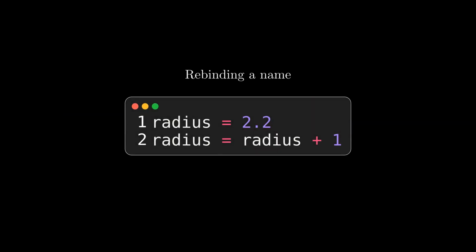Now the hook resolves. Radius is set to radius plus 1. Step 1, evaluate the right side. Radius currently points at 2.2, so 2.2 plus 1 is 3.2. Step 2, take that 3.2 and rebind the name radius to it. The old binding to 2.2 is gone. The line isn't claiming radius equals radius plus 1. That would be nonsense. It's saying compute radius plus 1, then make radius point there instead. Perfectly sensible.